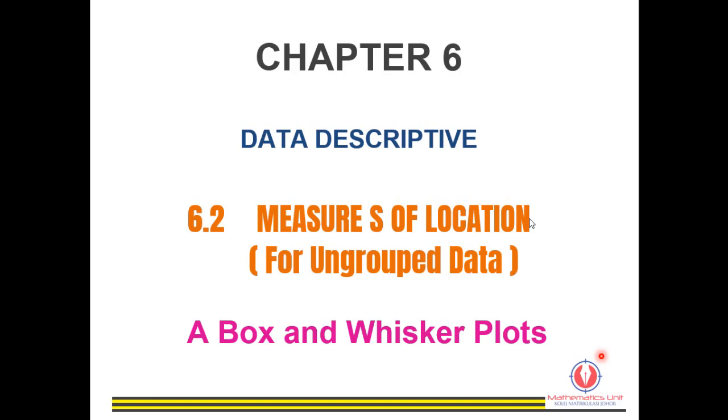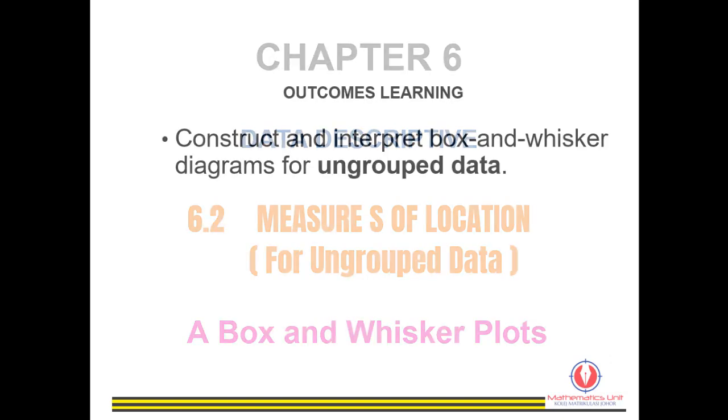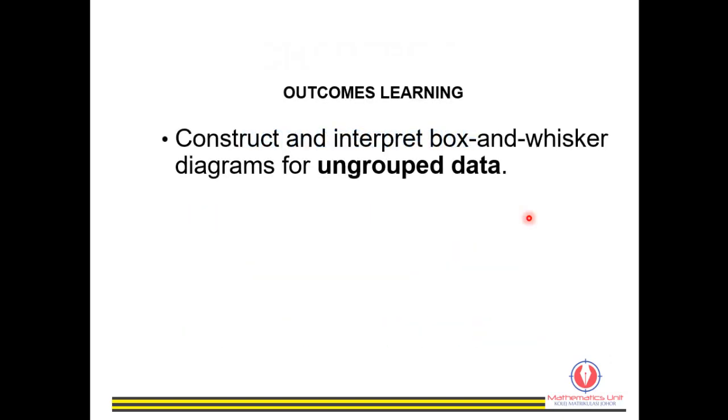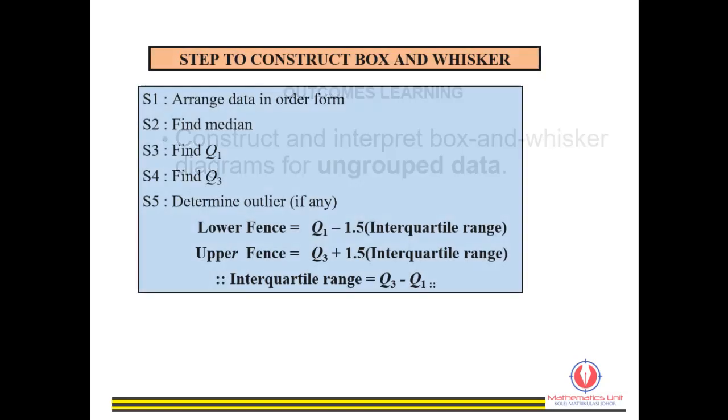Chapter 6, Data Descriptive. 6.2, Measure of Location for Ungrouped Data. So today we will discuss a box and whisker plot. Learning outcome: construct and interpret a box and whisker diagram for ungrouped data. So, the steps to construct a box and whisker plot.